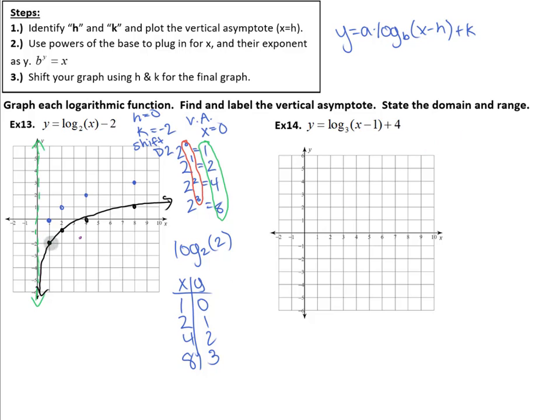Now it also says state the domain and range. Here my domain, remember x has to stay greater than h, which is 0. And our range is all real numbers.